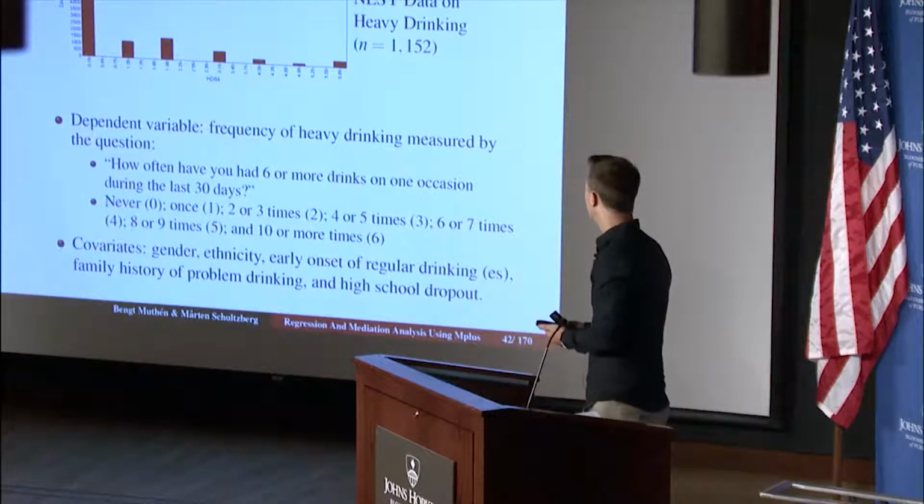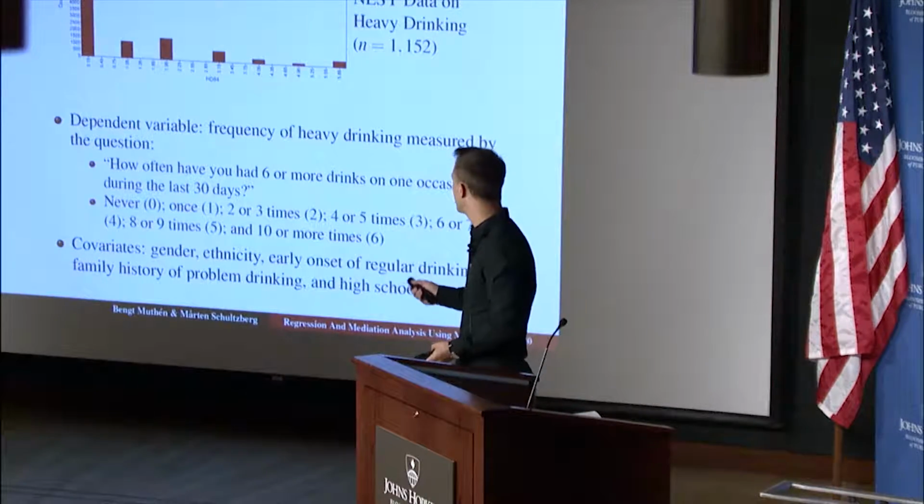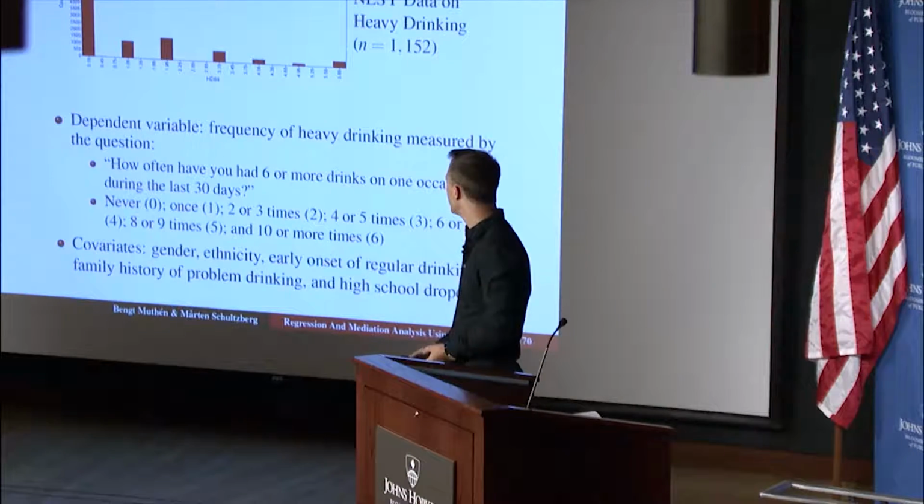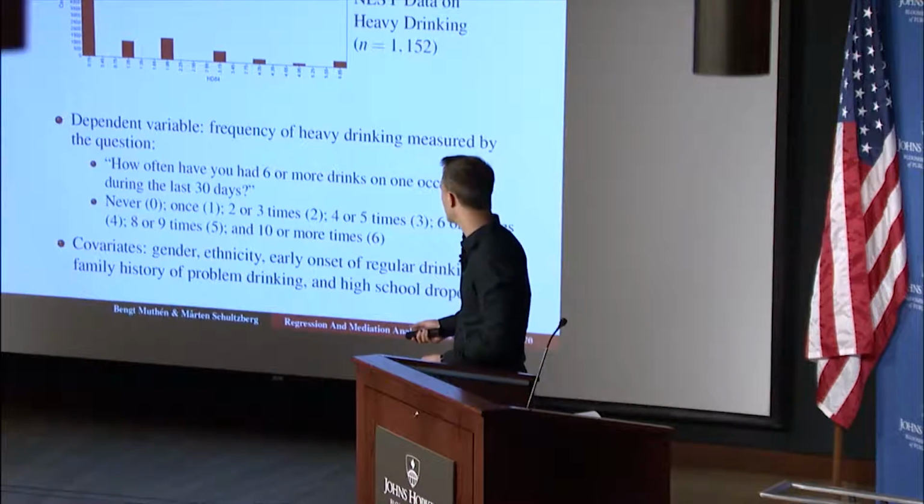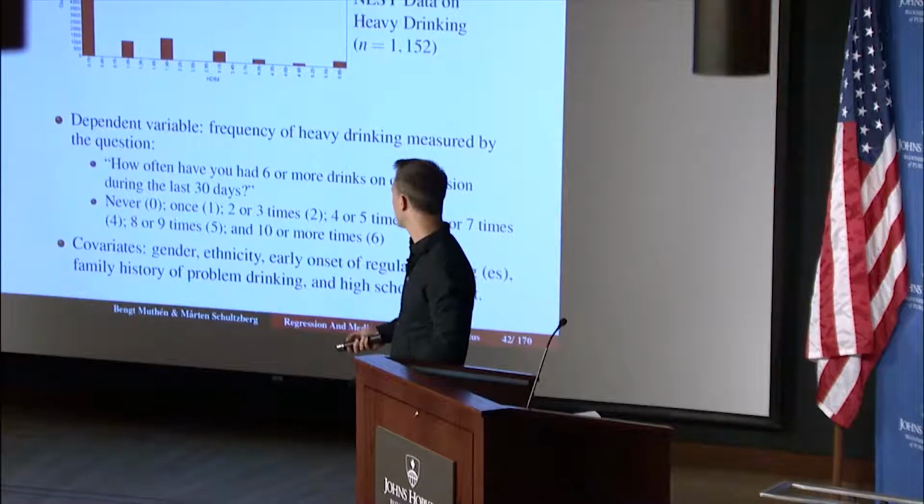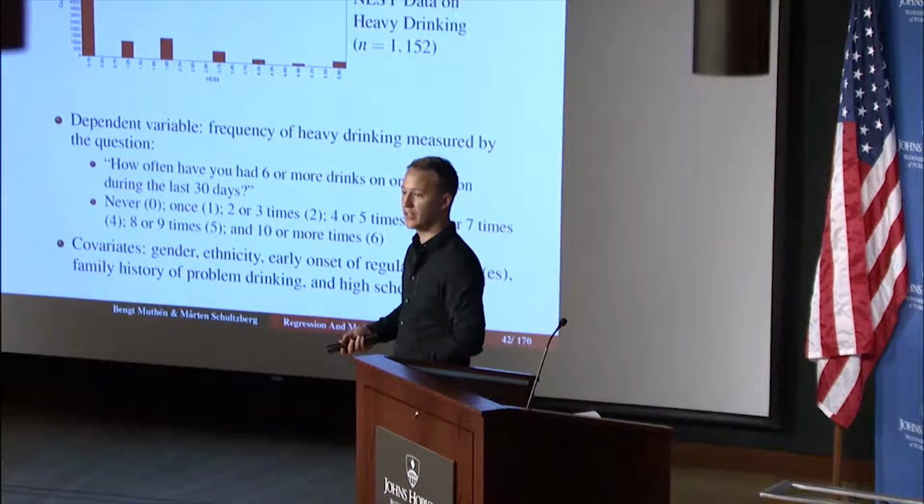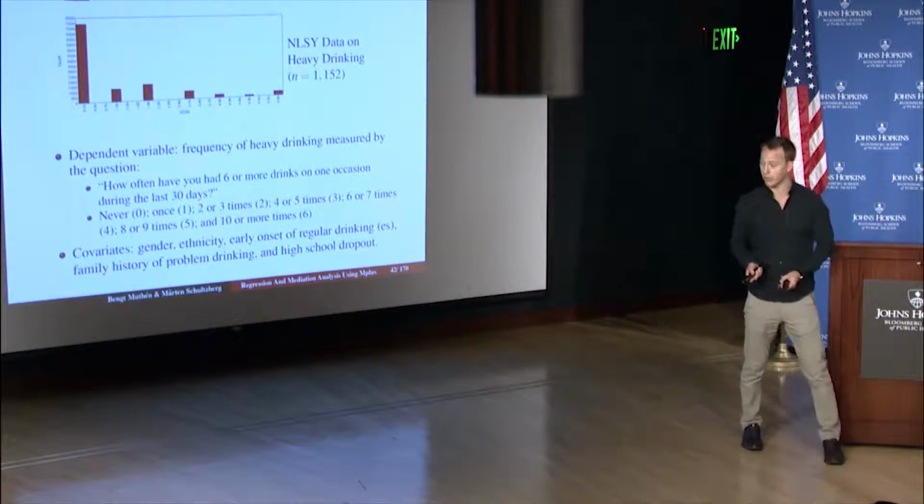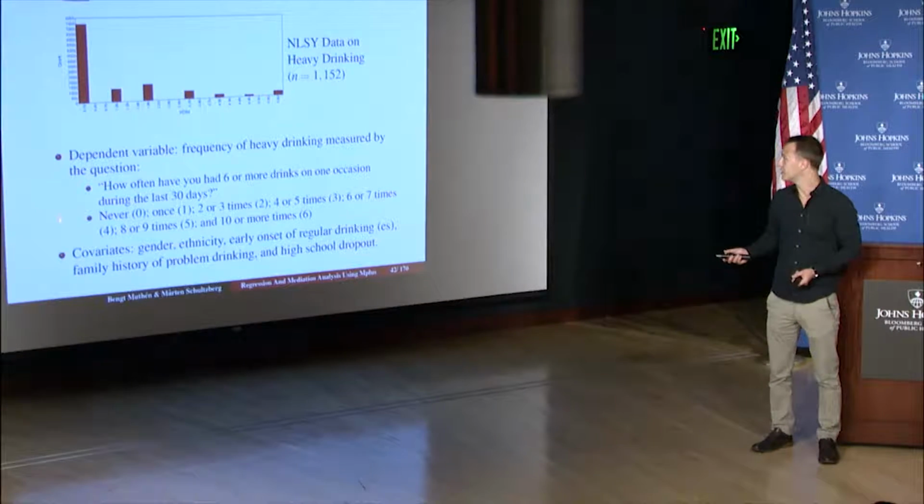So what we have here is the dependent variable that looks like this. It's the frequency of heavy drinking measured by the question, how often did you have 6 or more drinks at one occasion during the last 30 days? It's the same variable that Bengt talked about before. And we see that we have this huge pile of zeros in this case.